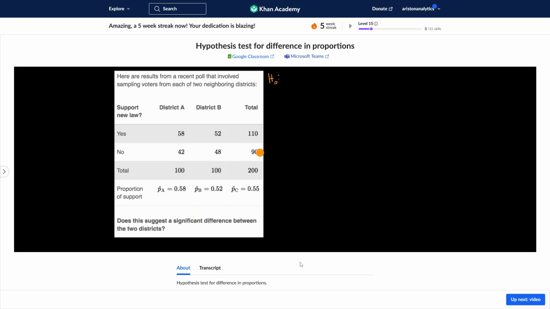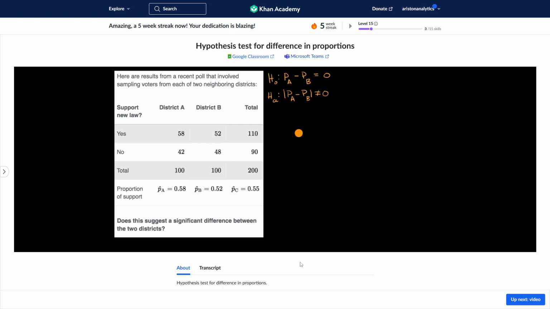Remember, our null hypothesis is the one that we would assume that there is no difference. So we would assume that the true proportion of folks in District A that support the new law is equal to the proportion in District B that support the law. Or another way to think about it is that the difference would be equal to 0. And our alternative hypothesis is that the absolute difference between the proportions is not equal to 0.